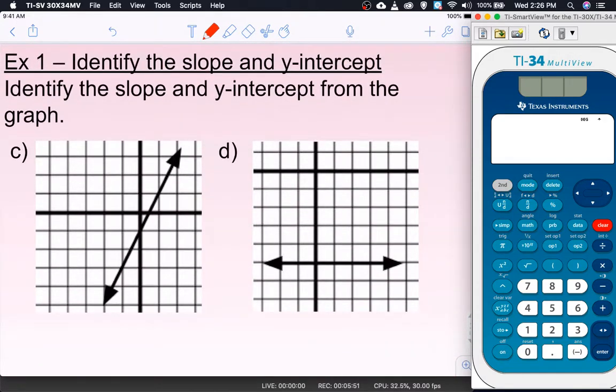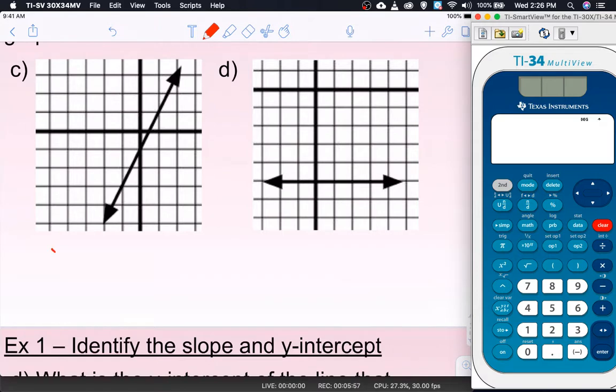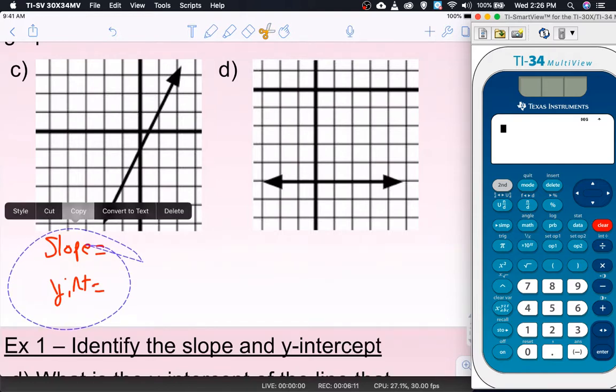Okay, I would like you to pause the video, and I would like you to try these two. Same thing, just list what is the slope and what is the y-intercept for both of these. Go ahead and pause the video, do them on your own. When you're ready to continue, hit play, and we will go through them together.